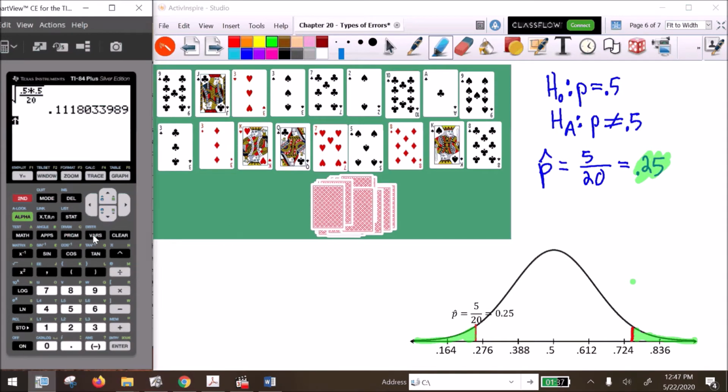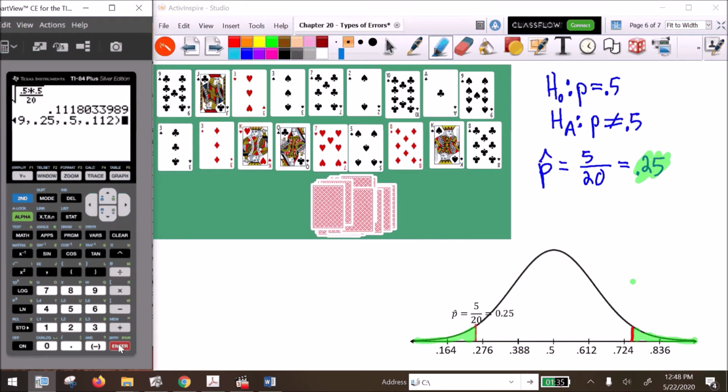And I like to use the normal CDF to do that, so I'm going to go second distribution, normal CDF, and I have it already set up. My lower bound over here is negative infinity. My upper bound is that cutoff value at p hat, which was 0.25. The mean of this probability model was 50%, and our standard deviation was 0.112.